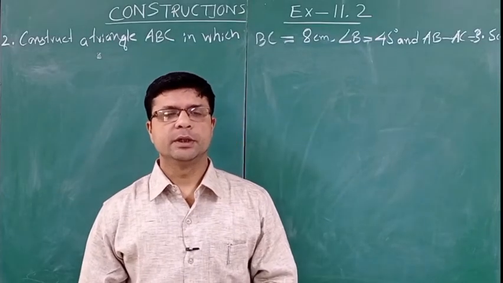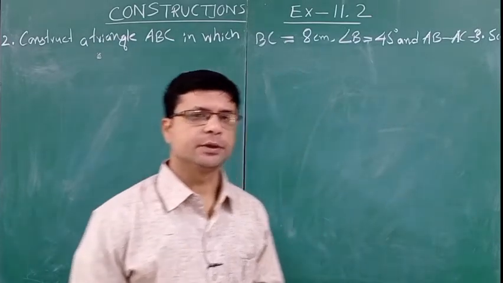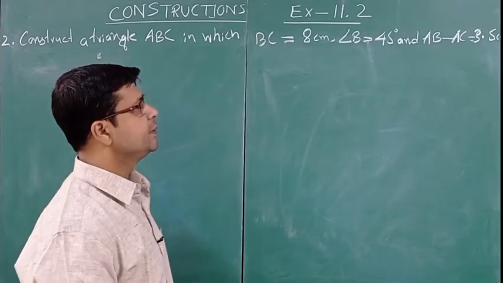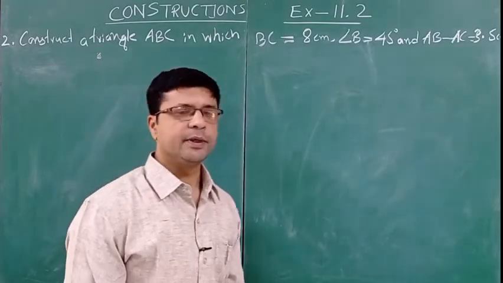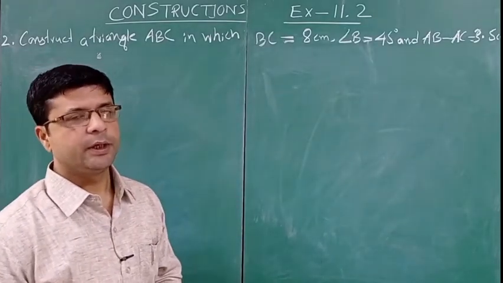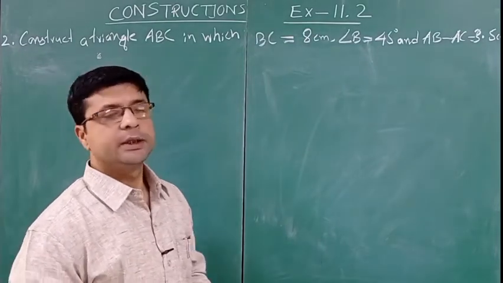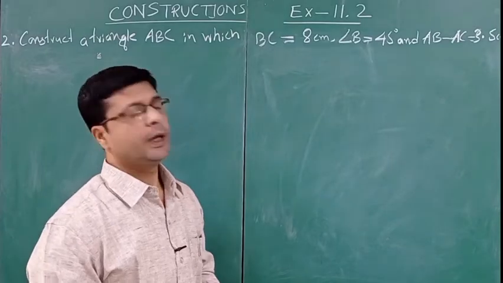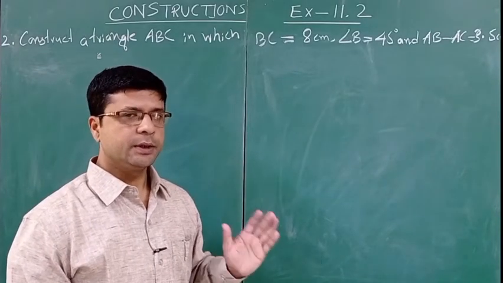Dear students, we are in exercise 11.2. We have taken question number 2. Let us read the question. Construct a triangle in which BC equal to 8 cm, angle B equal to 45 degree and AB minus AC is 3.5 cm. Students, in today's class we shall construct the triangle ABC, then we shall give its justification, how it is so, and then we shall write the steps of construction. So in 3 steps we shall do it.